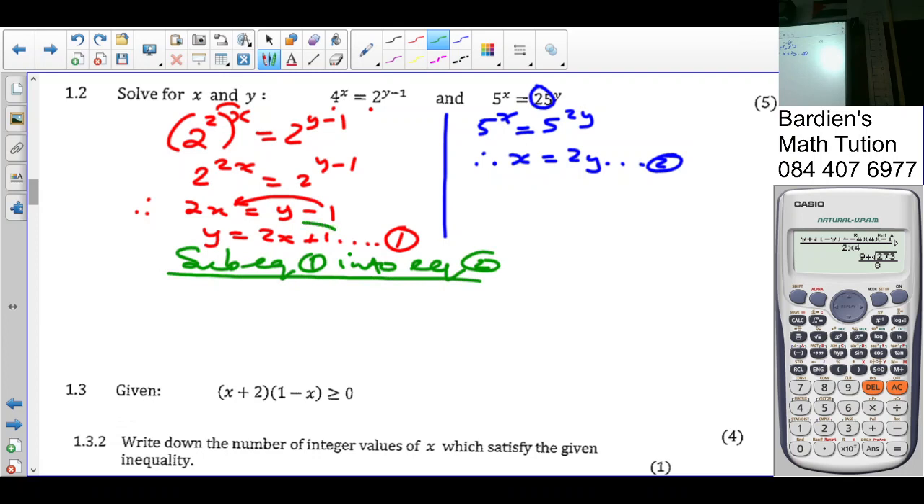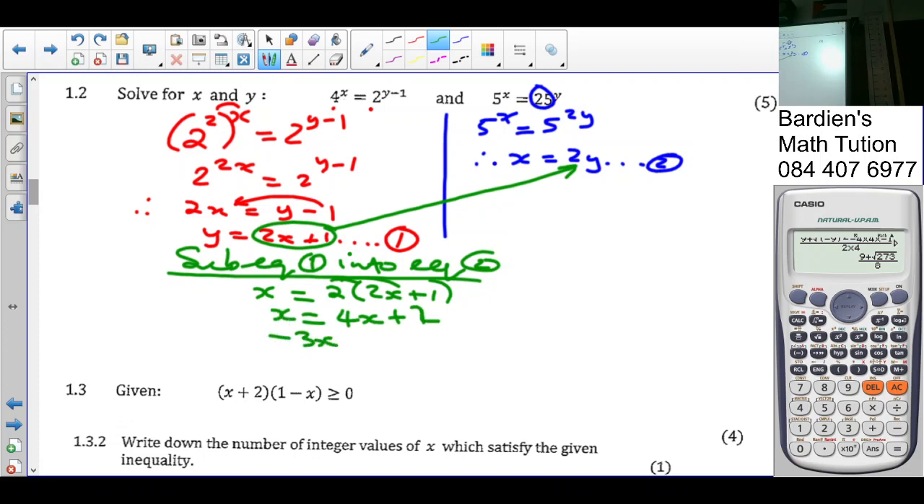So wherever I see a y, I put the 2x plus 1. Can you see that, people? So what you're going to have now? x is equal to 2 times (2x plus 1). So what do I do now? Multiplying, get rid of the brackets. So it's 4x plus 2 equals x. So negative 3x is equal to 2. x is equal to negative 2 over 3.